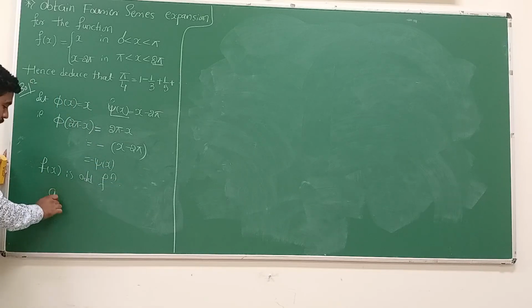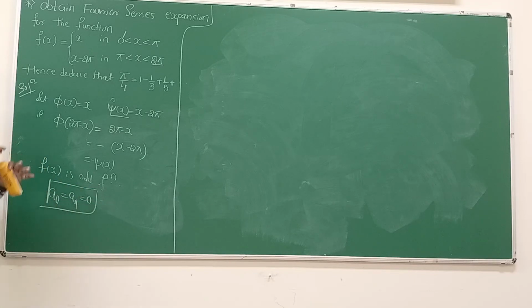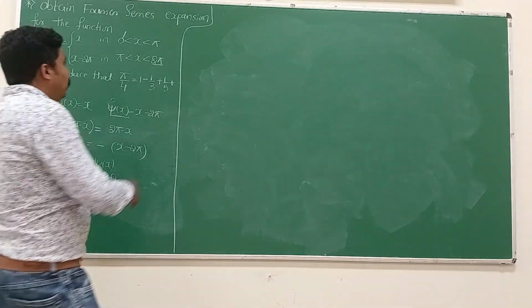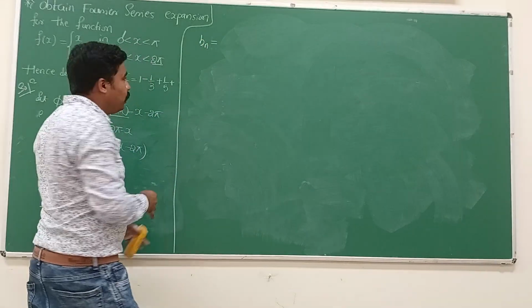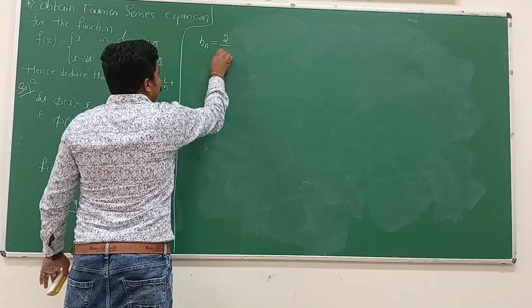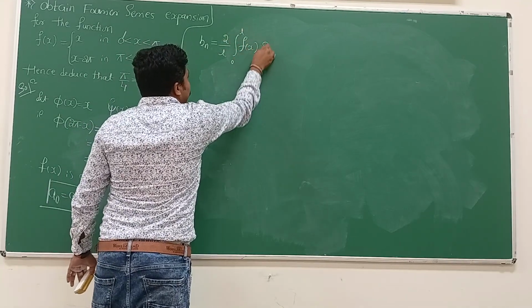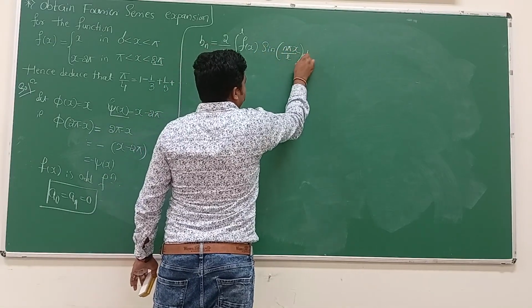For an odd function, a naught and an we can directly write as 0. You need not find a naught and an values using the integration formula because it is an odd function. Now we have to write the bn formula directly. We know when it is an odd function, the formula will be 2 by L integral 0 to L f of x sine n pi x by L dx.